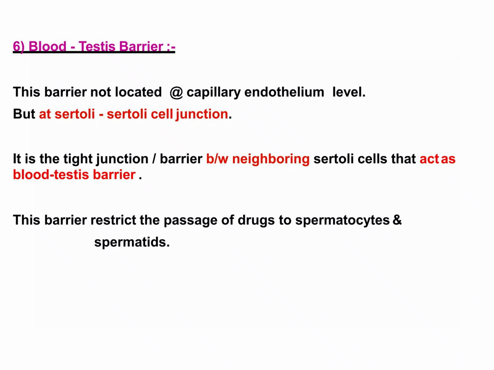And the last barrier is the blood testis barrier. This barrier is not located at the capillary endothelium level, but at the Sertoli cell junction. It is the tight junction barrier between neighboring Sertoli cells that acts as the blood testis barrier. This barrier restricts the passage of drugs to spermatocytes and spermatids because these are the cells from which all the 8 billion people of the world were formed. So these cells are very much crucial.